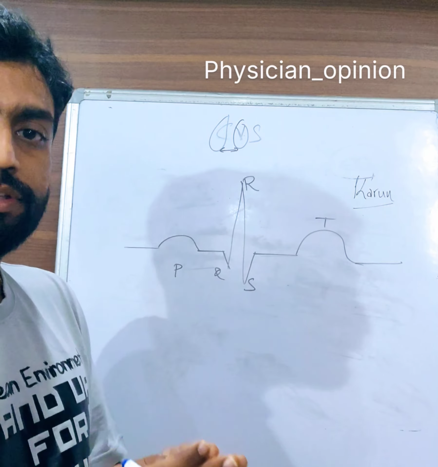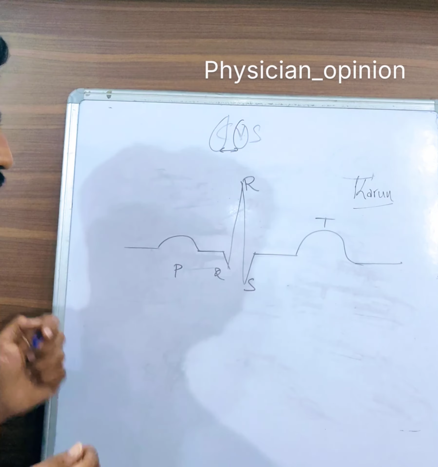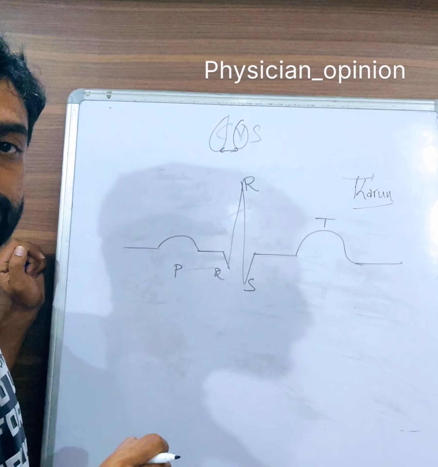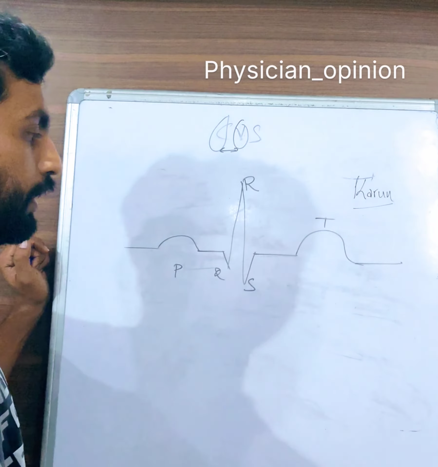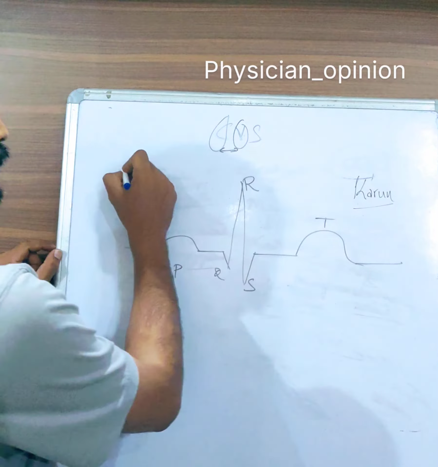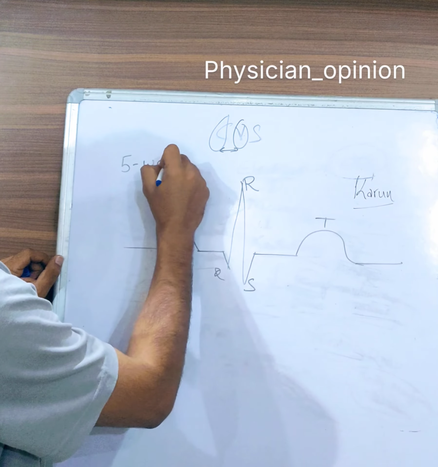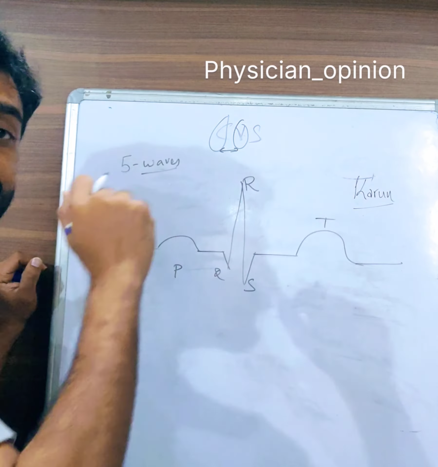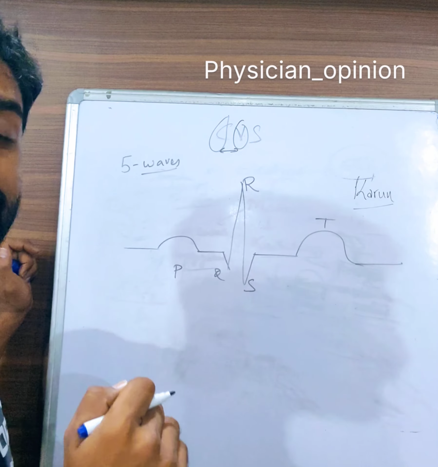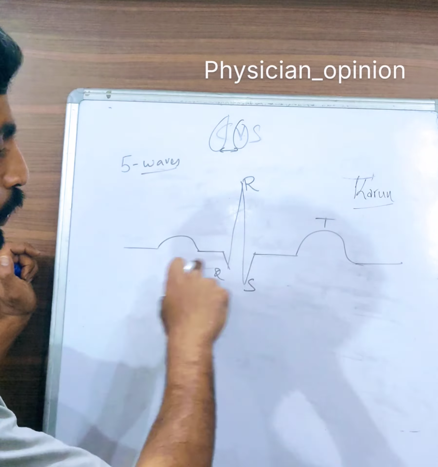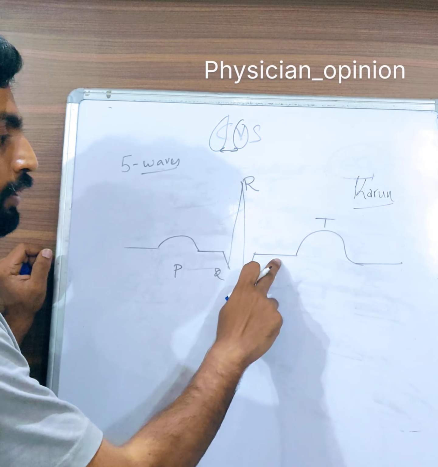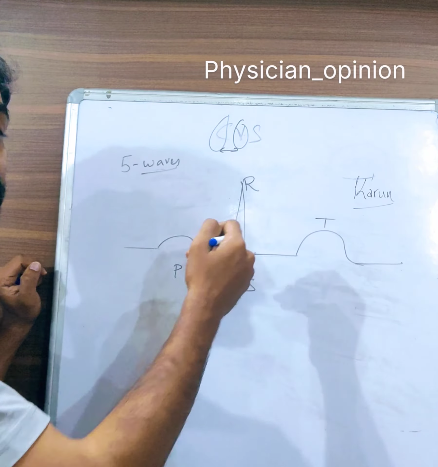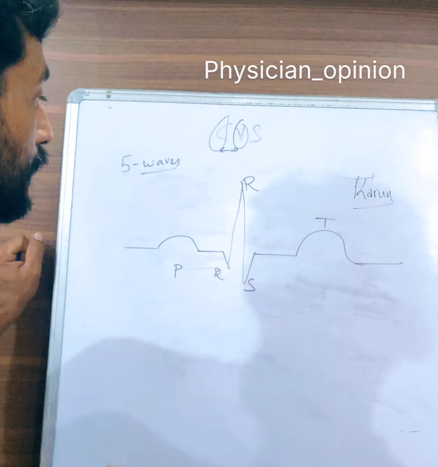Before going into the physics of the ECG, as a medical graduate, you need to understand certain definitions and terminologies. There are 5 different waves: P, Q, R, S, and T. They are called waves. A wave is a deflection from the isoelectric point. This is an isoelectric point. There is a deflection, which can be either a positive deflection or a negative deflection.